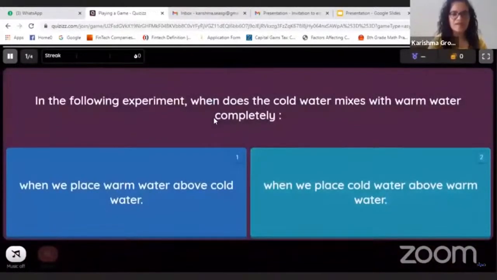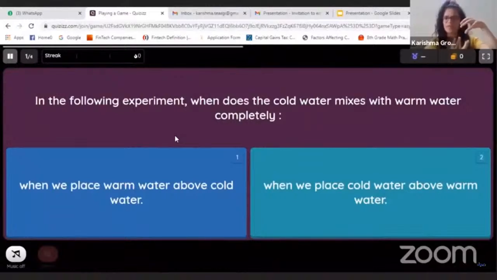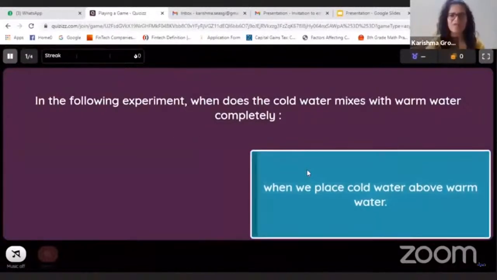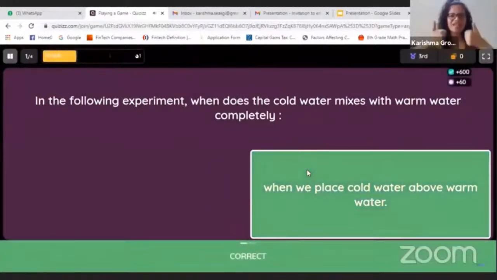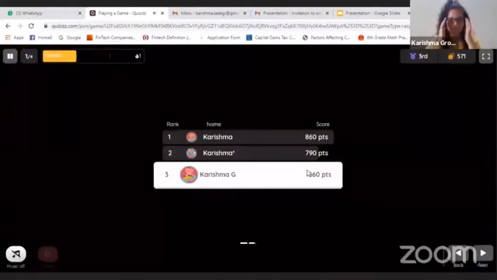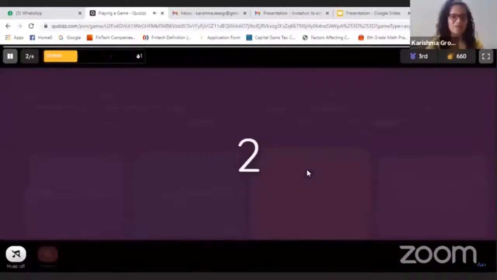Okay. In the following experiment, when does the cold water mix with the warm water completely? Option 1, when we place warm water above the cold water, will it mix? Cold water sinks down. It's already down. Will it mix? No. When we place cold water above the warm water, will it mix? Yes, because cold water is heavier. It will start going down. Do you all get it right? Very good.